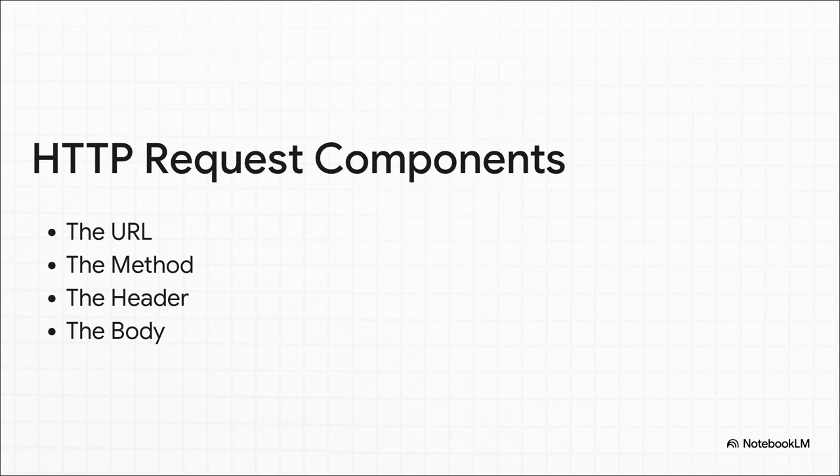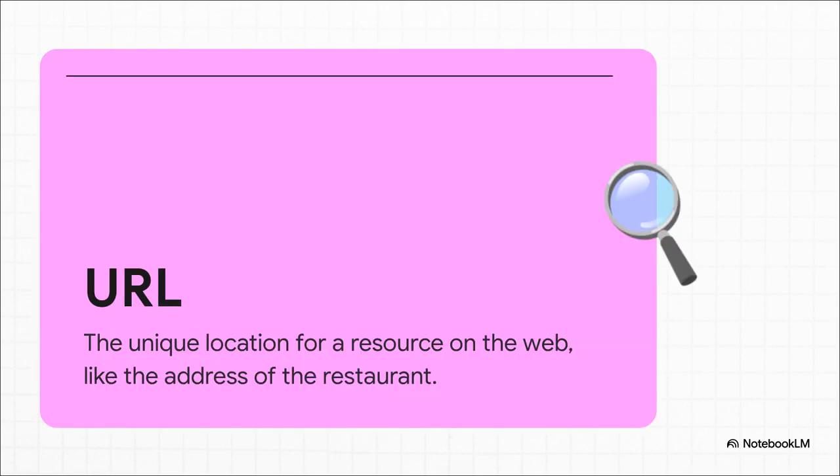Let's break them down. First up, the URL. This tells the waiter exactly where to go. It has parts that are mandatory, like the main address of the restaurant, but it can also have optional parts, like these little query parameters that start with a question mark. You can think of those as special instructions, like telling the waiter, just show me the dessert menu or find me all the orders from last Tuesday.